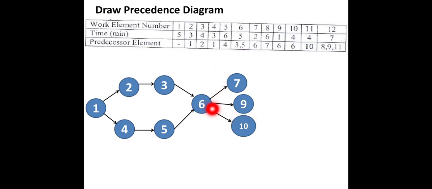So now I have a provision of considering this 7, 9, 10 in the predecessor element row. Wherever I have 7, okay, now I have 7 here. From 7 it goes to work element number 8.